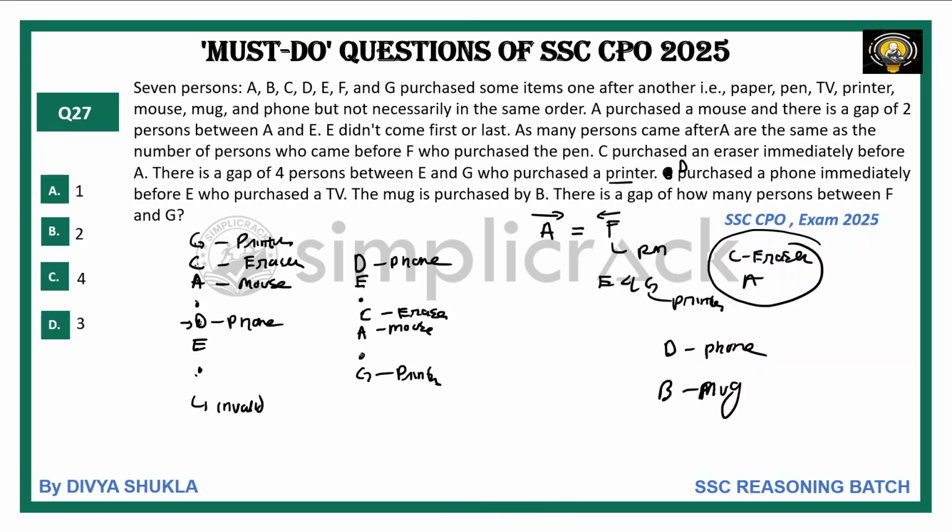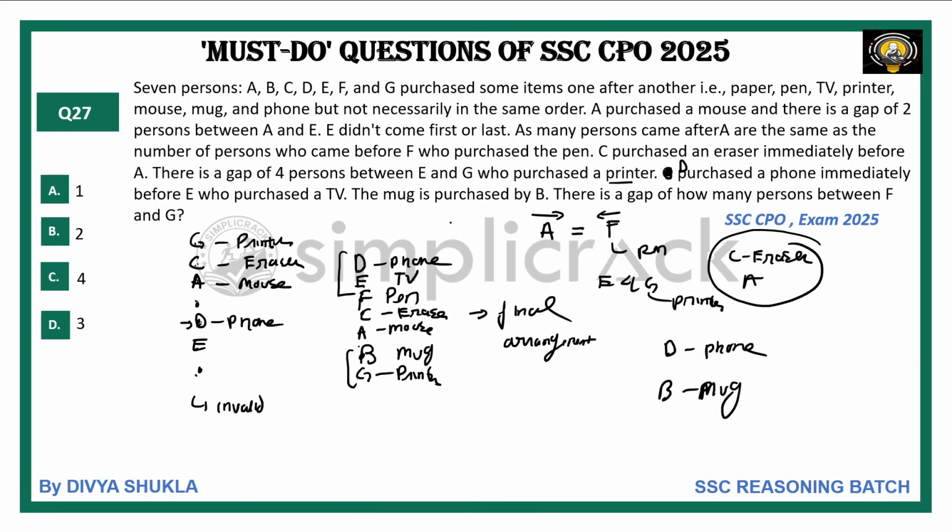In this one, I'm saying that 2 persons are here, A and G. I am saying 2 persons are present after A. 1, 2, 3, 4, 5, 6, 7. So arrangement is done. If 2 persons are after A, that means 2 persons should be before F. That means F is placed here, and F is pen. That means B is present here. B is mug. Okay, and E purchased a TV. So this is the final arrangement.